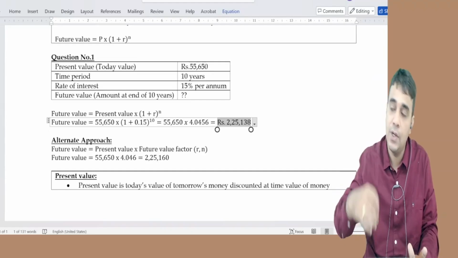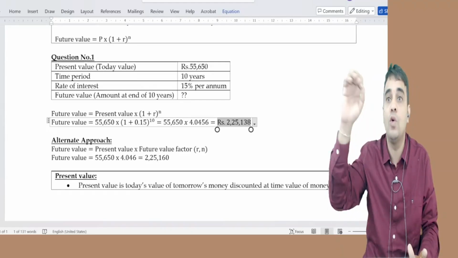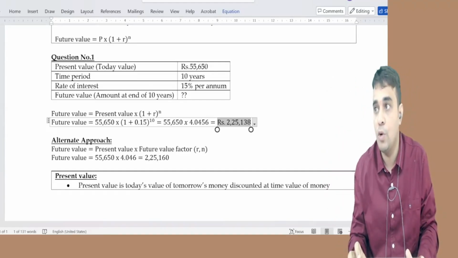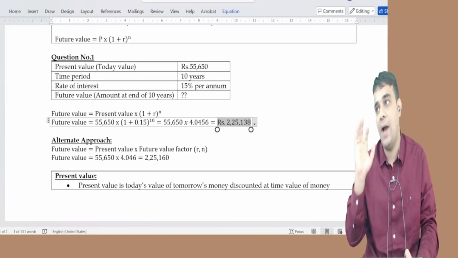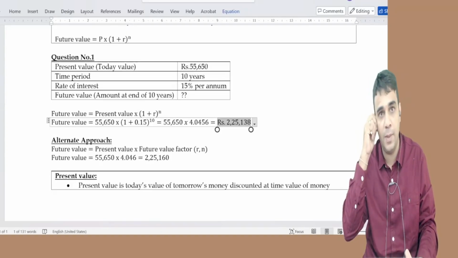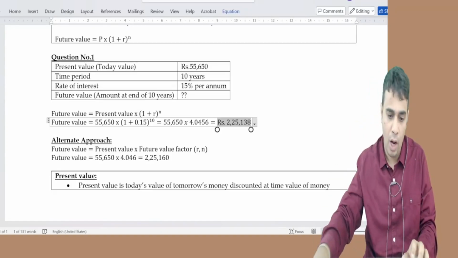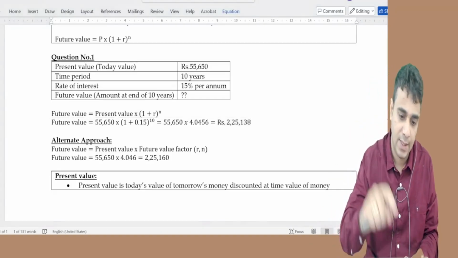Present value is today's value of tomorrow's money, discounted at the time value of money. Any doubts first on the concept? Now, how do these two work together? Let's understand this.